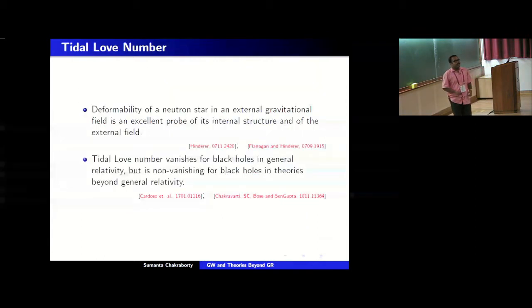So the next probe that I want to talk about are the tidal love numbers. This corresponds to the fact that if I have a compact object and it is moving in a binary, then due to the additional gravitational field, it will be deformed. So the external gravitational field as well as the deformation of the tidal object are both encoded in this proportionality parameter that we call the tidal love number. Now the most important result in the context of GR is that if you consider a black hole in general relativity, then the tidal love number for that identically vanishes.